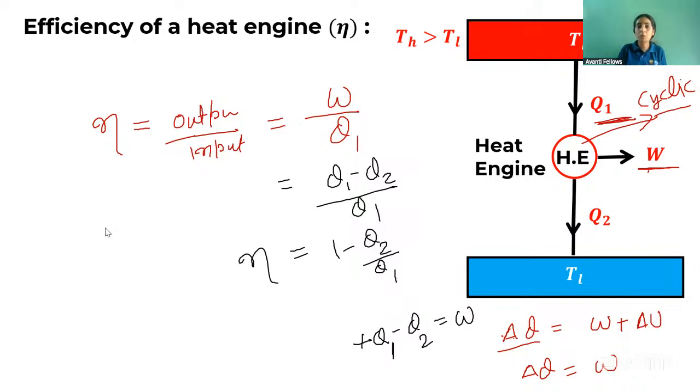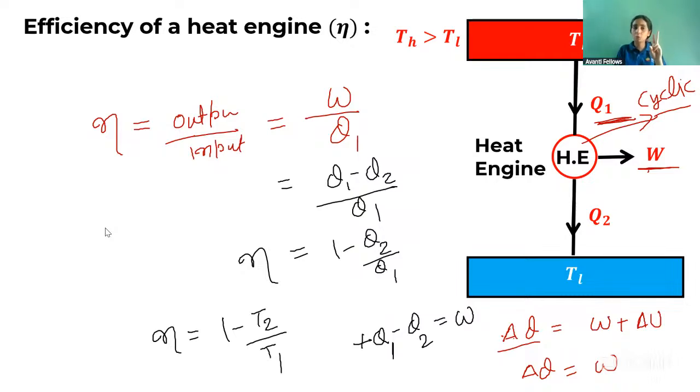And I have told you Q2 cannot be equal to 0 ever. It means efficiency cannot be equal to 1. Also, you must have seen that Carnot engine, which is the most ideal engine where efficiency is the highest. Obviously not equal to 1, but closer to 1. So from that particular diagram, efficiency को हम ऐसा भी लिखते हैं 1 minus T2 by T1.